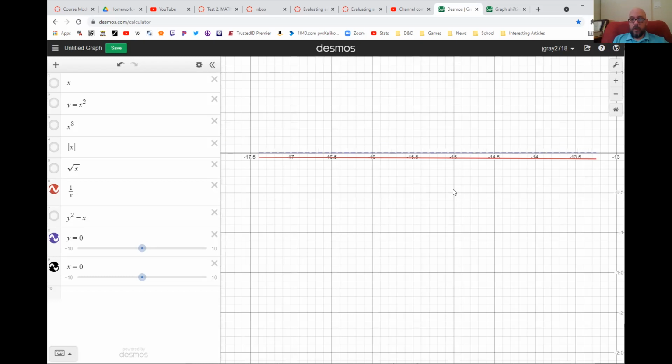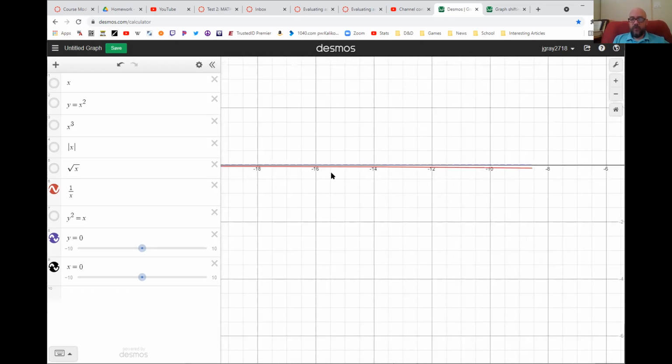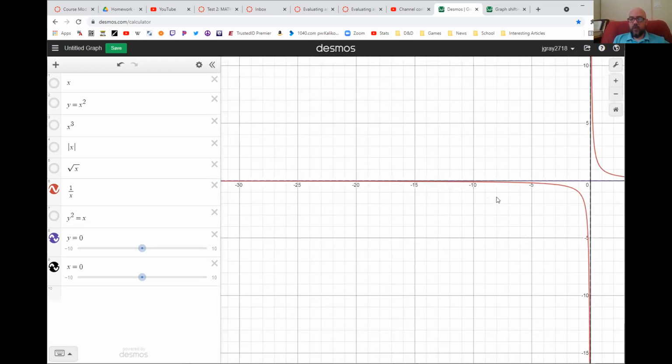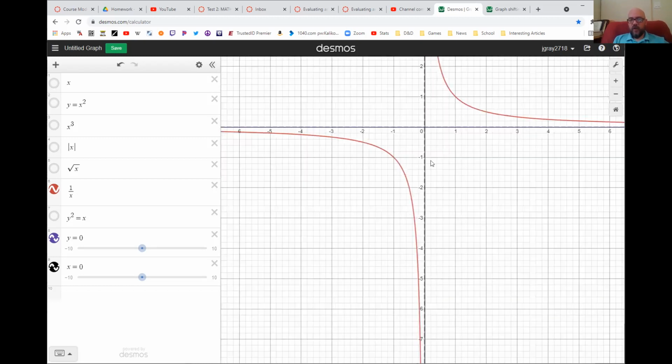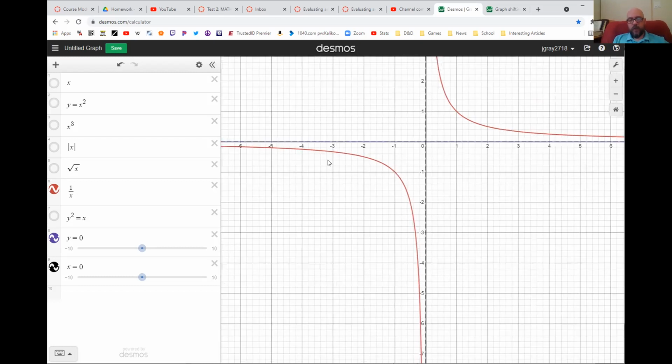Now, the other asymptote is the y-axis, where both halves of the function get very close to it in a similar way, right?